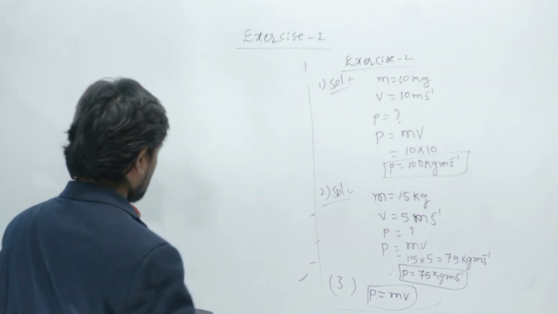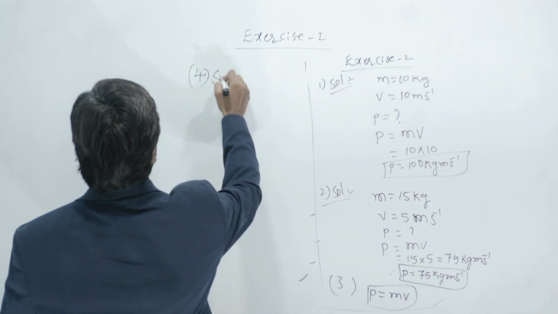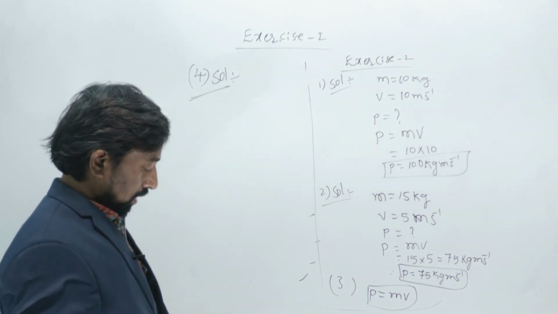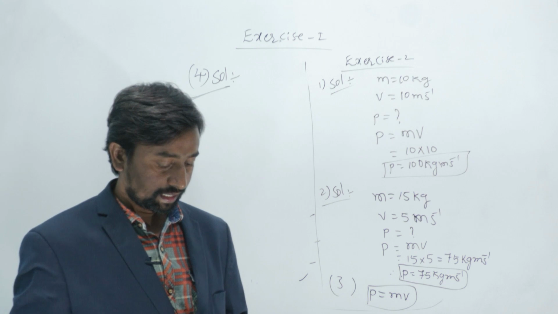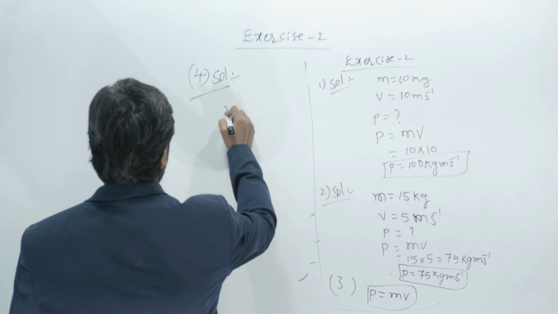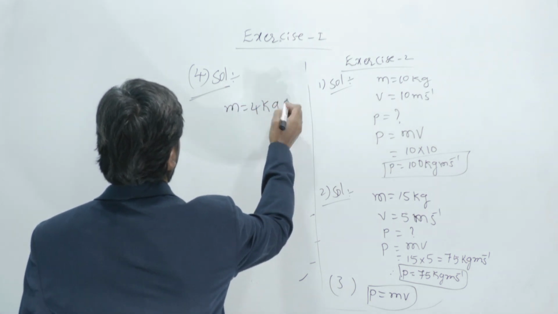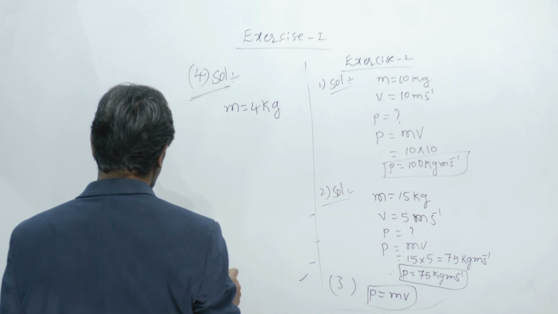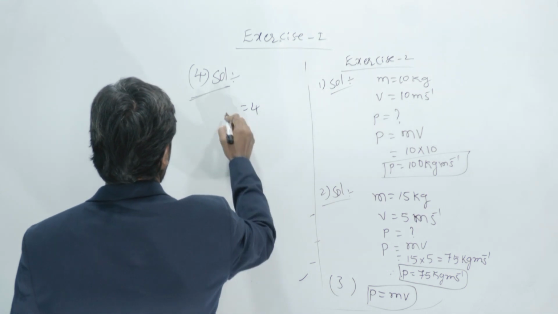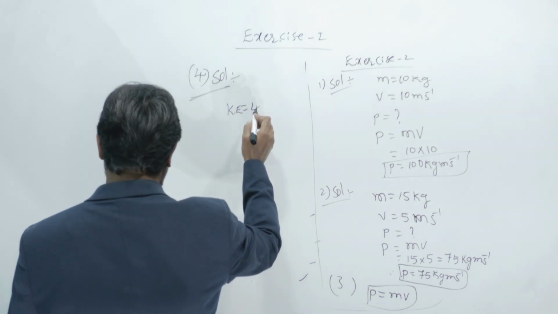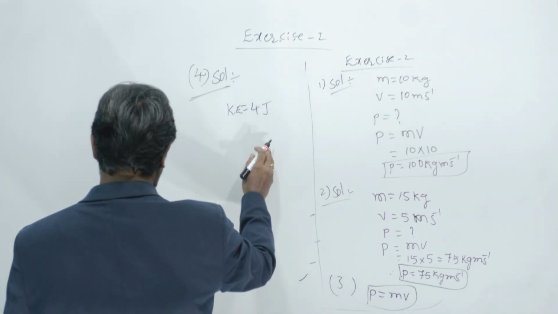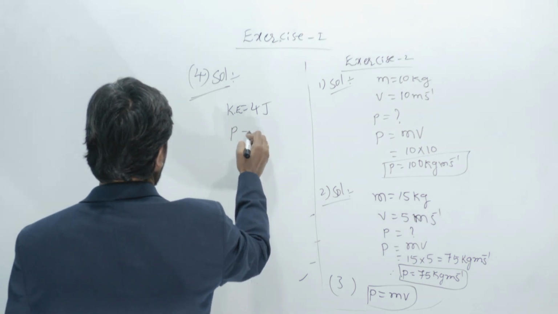Now, the fourth solution. A body has mass 2 kg and kinetic energy 4 joules. What is its linear momentum? The mass is m = 2 kg, and the kinetic energy is given as 4 joules. Then the linear momentum is equal to how much?